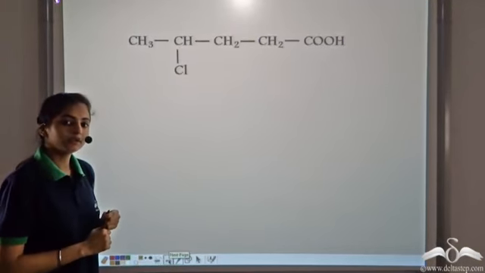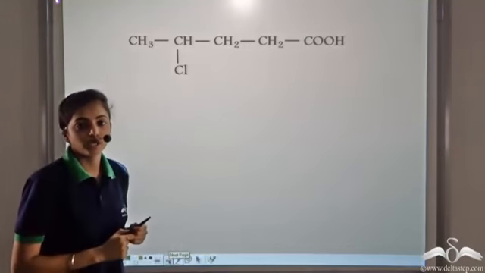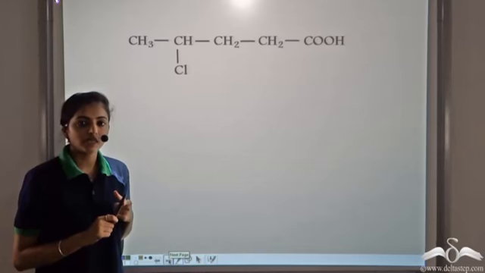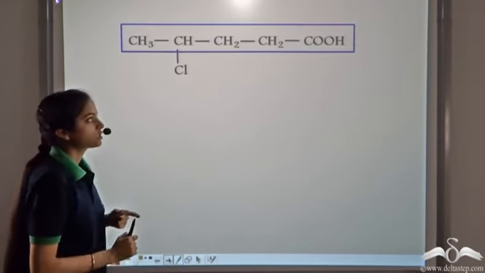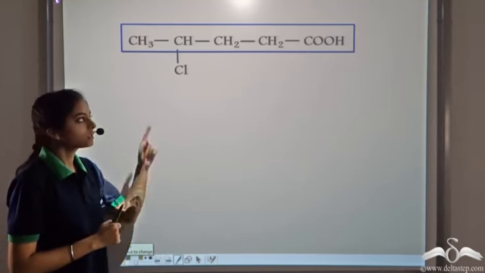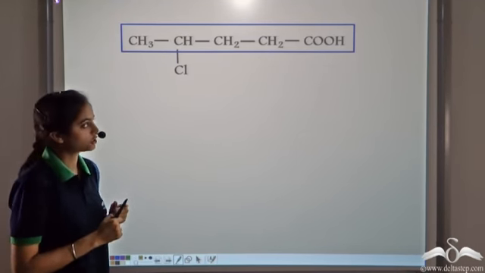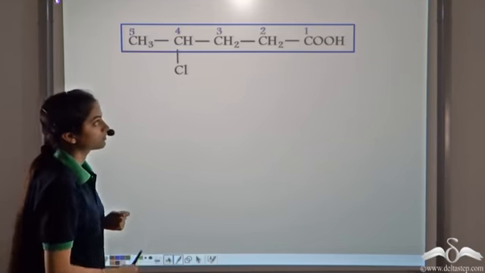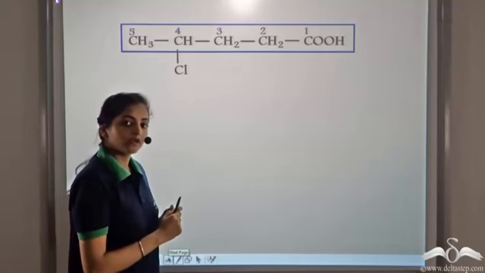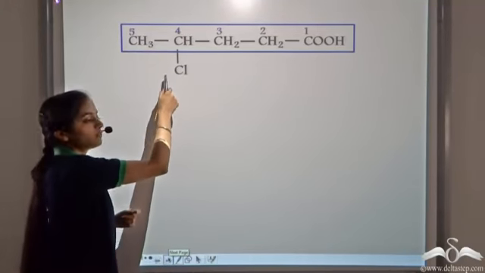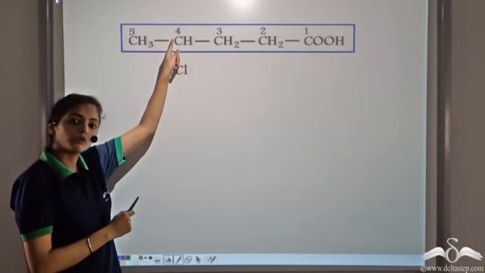Let's take another example. In this organic compound, the functional group present is COOH. The C of the carboxylic acid should also be included in the longest carbon chain. So when we find the longest carbon chain, this is the longest carbon chain. We give the lowest number to the functional group. So we start the numbering from the right hand side in order to give the lowest number to the functional group. Now we see 1 substituent, that is the chloro group present at position number 4.